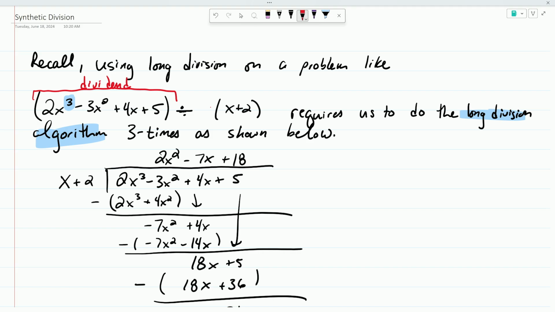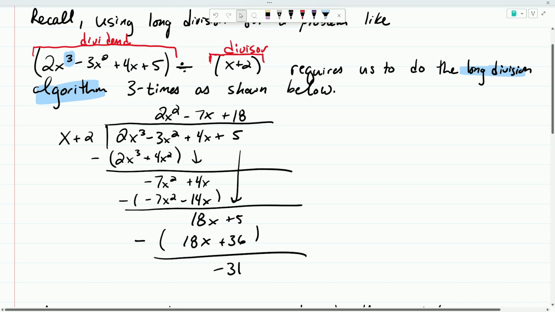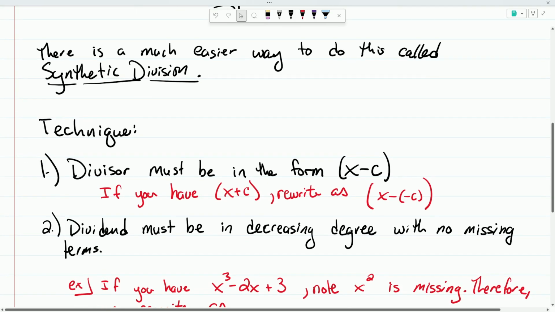And while we're at it, the x plus 2 is going to be called our divisor. As you can see down below, I have worked out the long division technique for this. Like I said, you have to do this 3 times, and it takes a lot of time. It's very tedious, and you could easily make a mistake. So I'm going to show you a much more efficient way to do this, and it's called synthetic division.